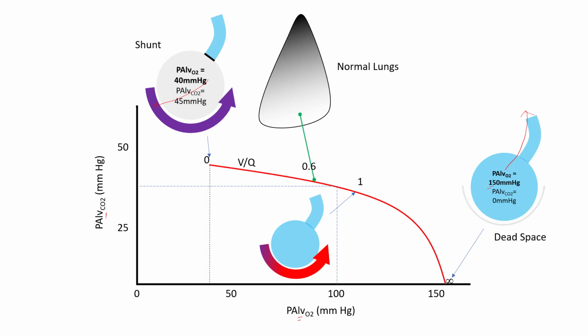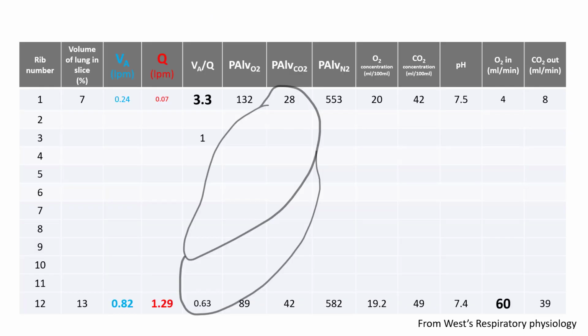At the base of the lungs, the VQ ratio is around 0.6, and at the apex, it's around 3. There are different VQ ratios at different heights, depending on the ventilation and perfusion. This is a very interesting figure, so let's take some time understanding this. This is the apex of the lungs, and this is the base of the lungs. These are the rib numbers.